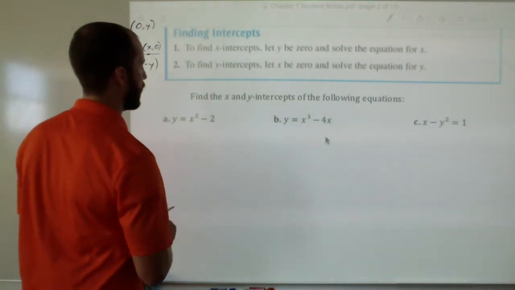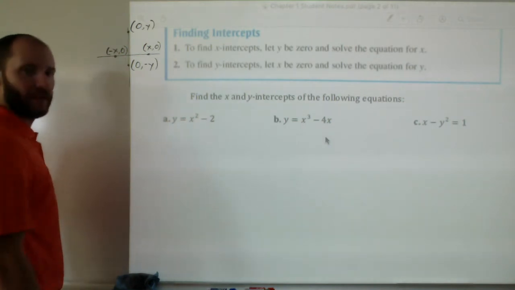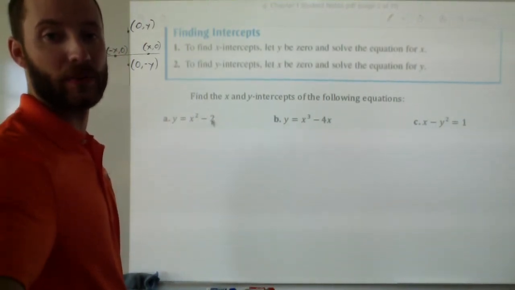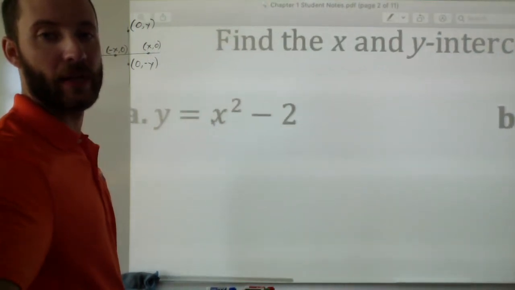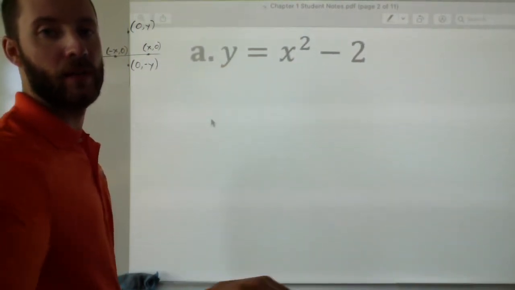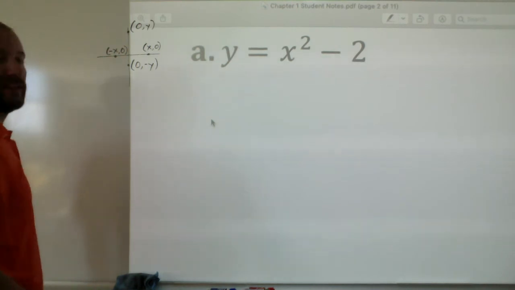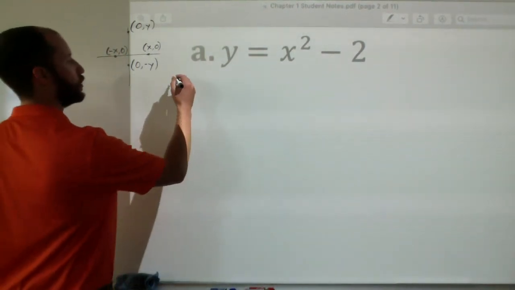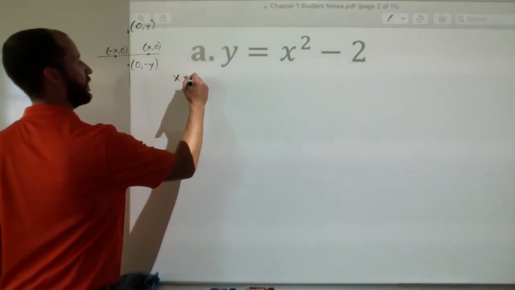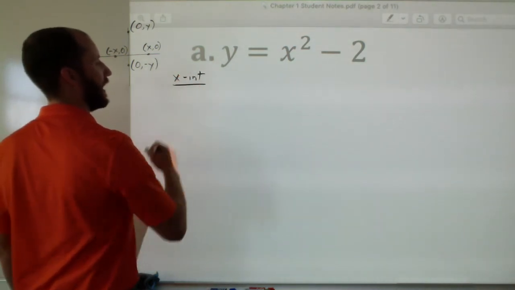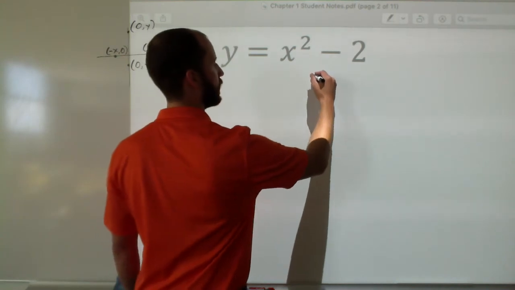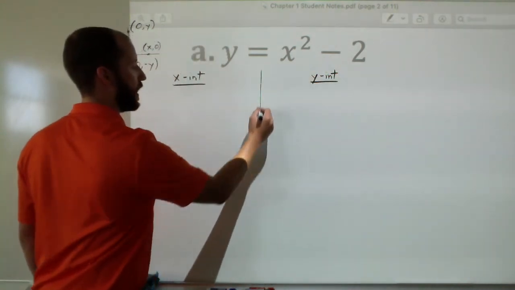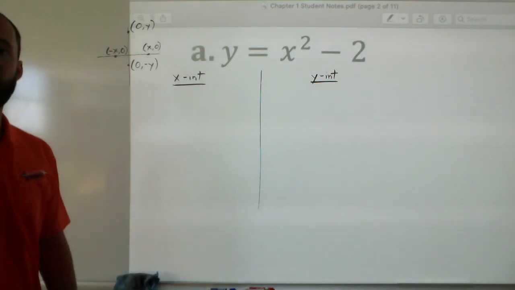So to find x and y intercepts, let's start with example A, okay? y equals x squared minus 2. Find the x and y intercepts of that. So let's kind of split this up into 2 problems, okay? We're going to have our x-intercept part of the problem. We're going to have our y-intercept part of the problem.